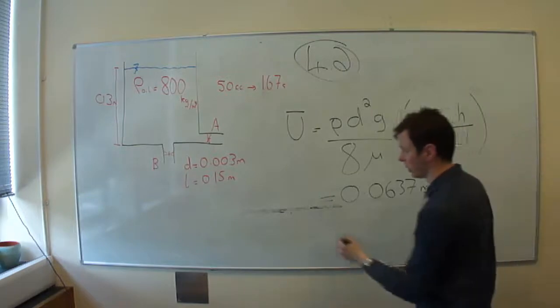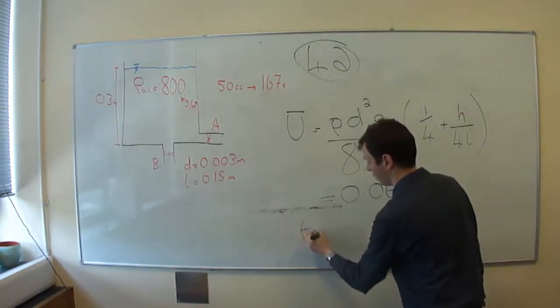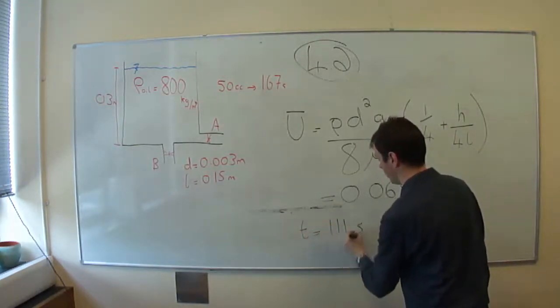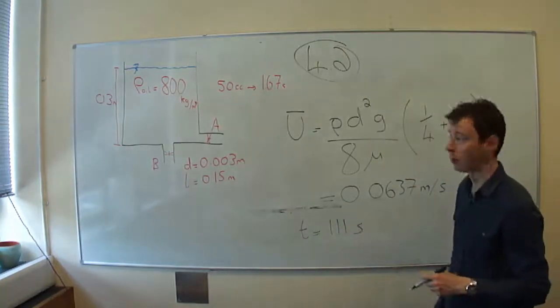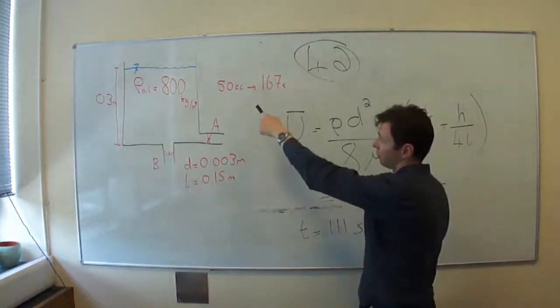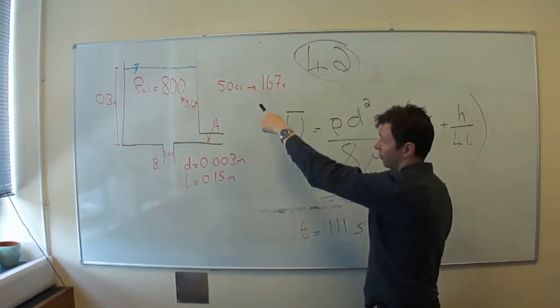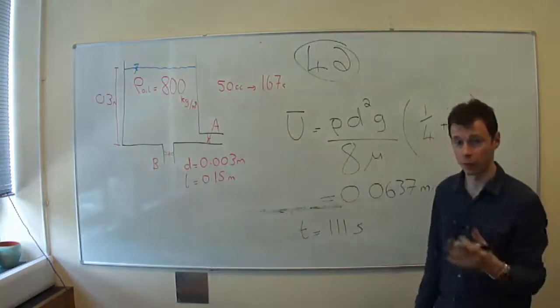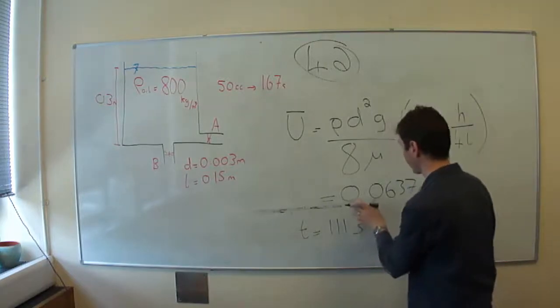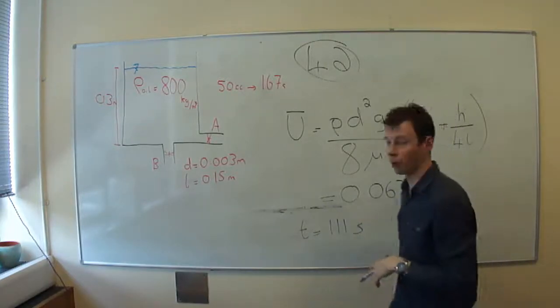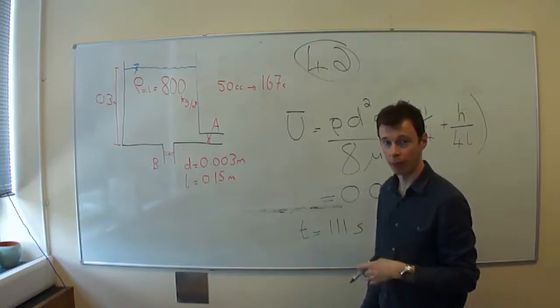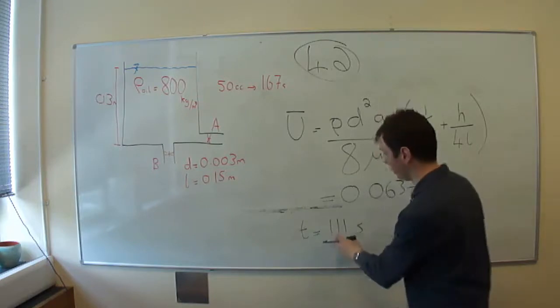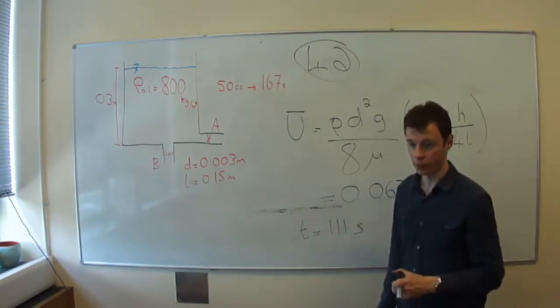Then just apply continuity. Should be fairly simple to do. Again, time taken for 50 cc's of oil to drain through, so 50 times 10 to the minus 6. And we can work out Q equals U times A. So we should be able to work out the time, and that comes out at 111 seconds.